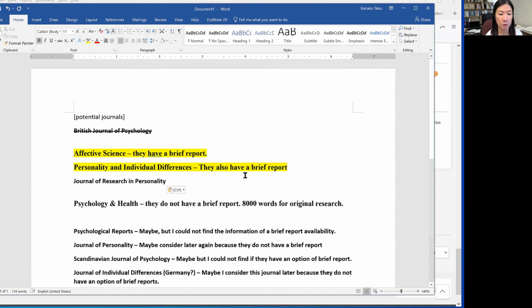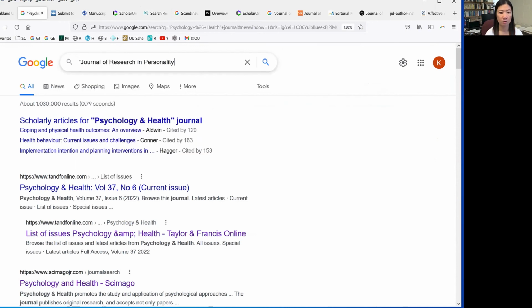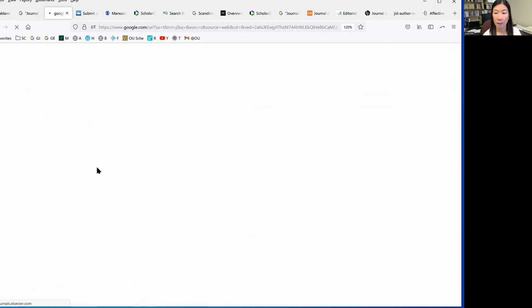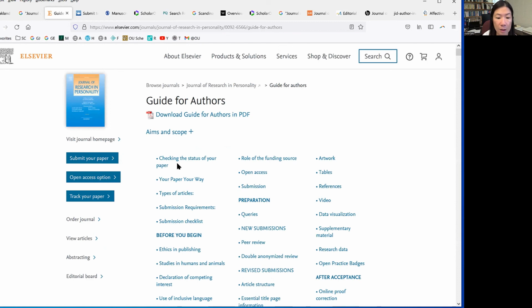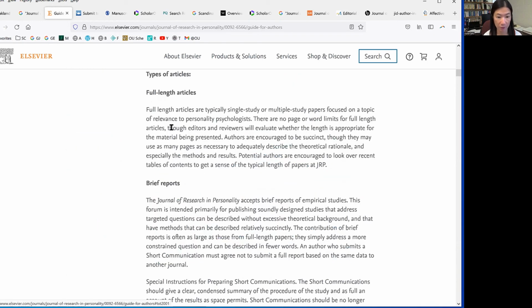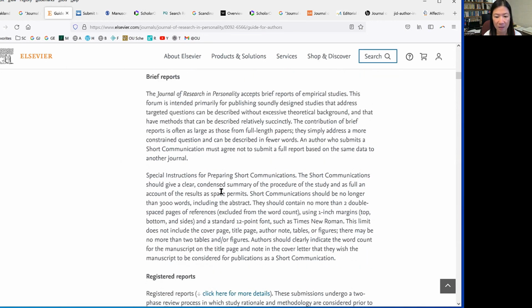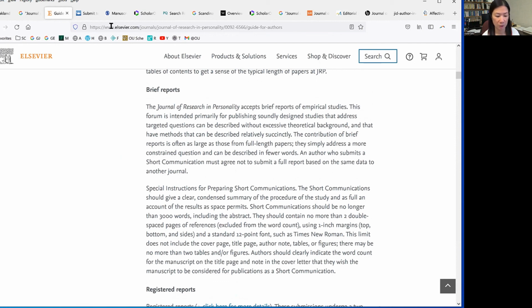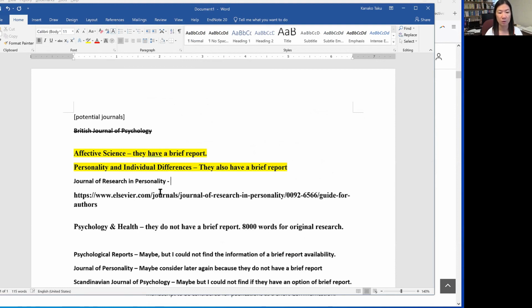Okay, so Journal of Research in Personality. Let's see if they have brief reports. Journal of Research in Personality, Guide for Authors, and then the types of articles. There you go. Oh, brief reports! Oh my God, this is good. The journal accepts brief reports of empirical studies. This form is intended for that. So maybe this is a good one. Okay, I think I would use that one. Maybe I'm just going to copy this so that next time it'll be easier to find. This is also possible because they do have a brief report option.